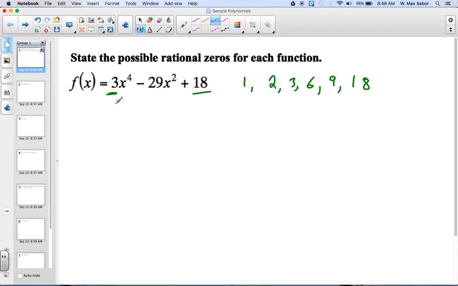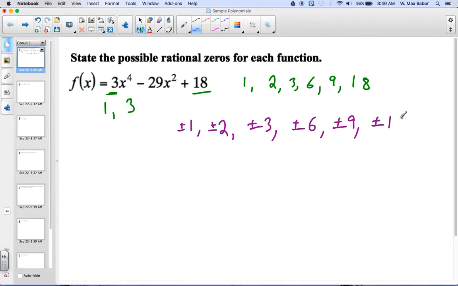So you see we've got everything. For 3, we have 1 and 3. The rational root theorem says we take one of these, divide by one of these, and say plus or minus. So if we divide by 1, we have plus or minus 1, plus or minus 2, plus or minus 3, plus or minus 6, plus or minus 9, plus or minus 18.